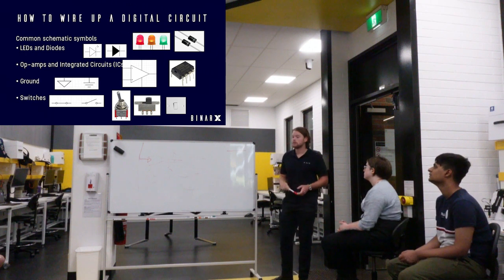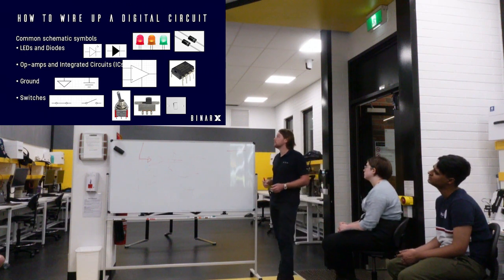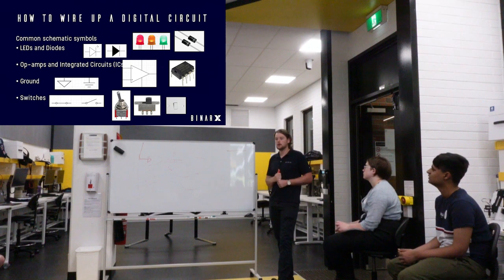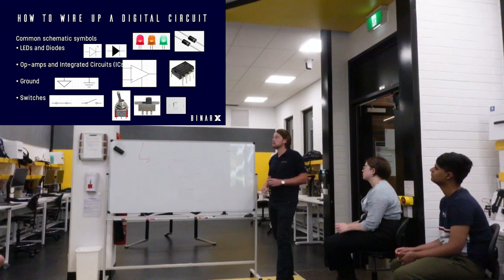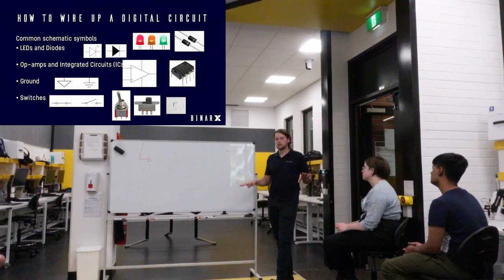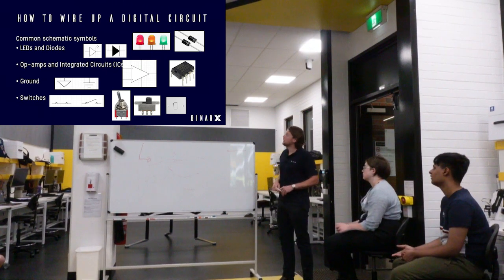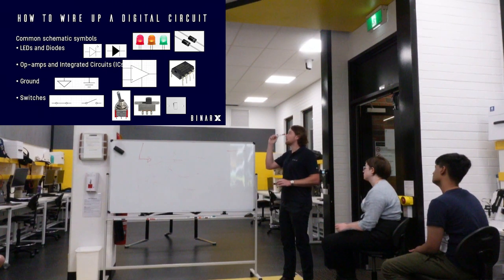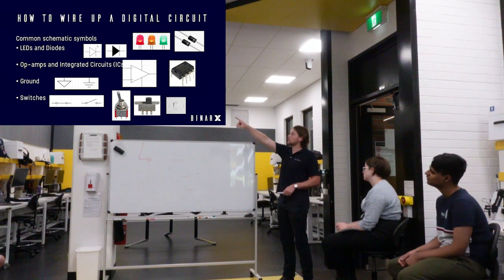The ground symbol, very important. I didn't have it in my circuits before, but you always need to have a ground because that's the path that your current flows through, right? It always ends at ground. It's basically our 0 volt potential. Okay? And then finally, switches. Switches come in many different shapes, but you have a closed and open switch there.